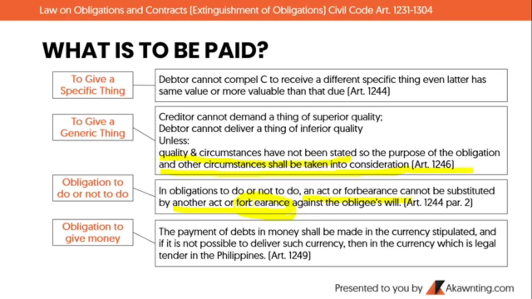Yung nililimit ka or huwag gagawin, parang ganun. Yun yung forbearance. Okay? So, yun. Kumbaga, yung act dito, it relates to obligations to do. Yung forbearance naman, it relates to obligation not to do. So, importante na kapag nag-aaral kayo ng mga ganitong subjects such as law, kailangan meron kayong dictionary.